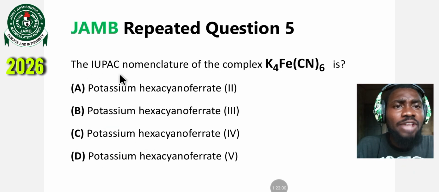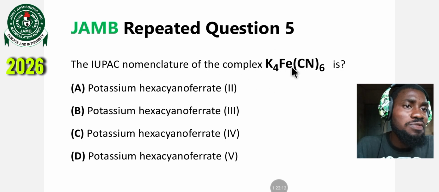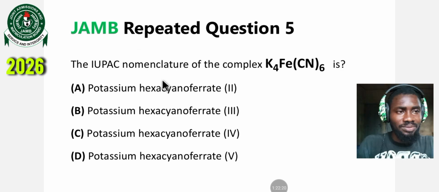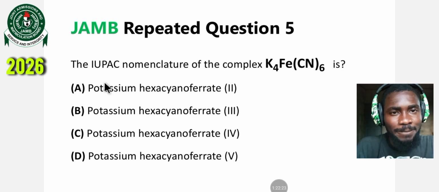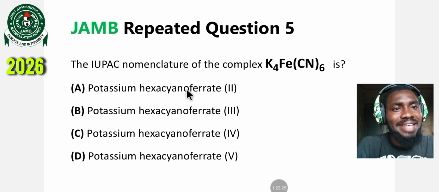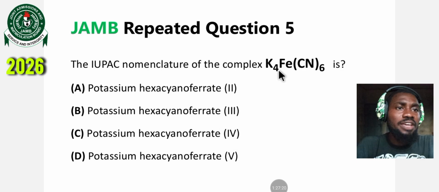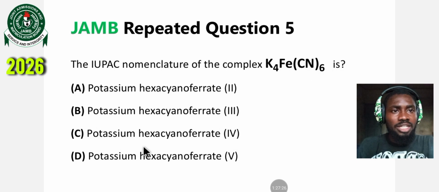Jamb repeated question 5. The question reads, the IUPAC nomenclature of the complex salt you're having here, potassium 4, iron cyanide 6, is what? What is the IUPAC nomenclature? What is the name of this compound we are seeing here? A. Potassium hexacyanoferrite 2. B. Potassium hexacyanoferrite 3. C. Potassium hexacyanoferrite 4. D. The nomenclature of the complex K4Fe[CN]6 is what?